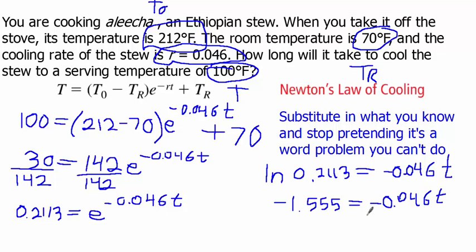And that means I divide both sides by what is in front of the t. So it is going to take 33.8 probably minutes to cool to the temperature that we want to serve it at.